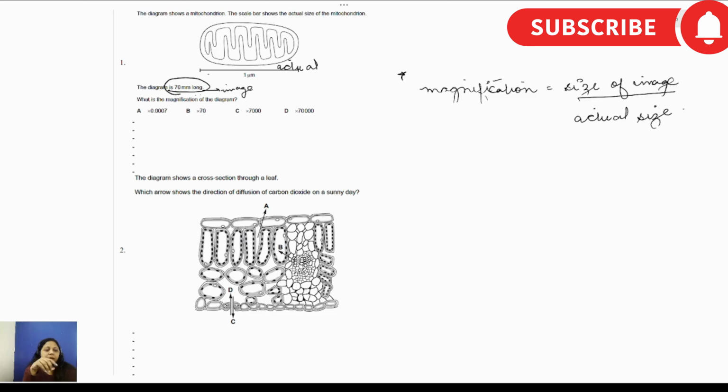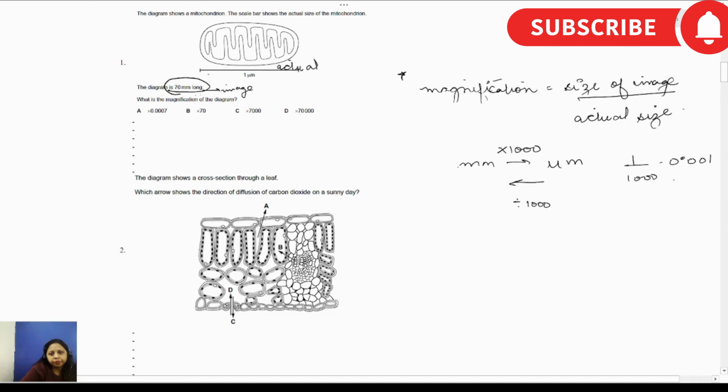Okay, now it's fine. So when we want to convert millimeter into micrometer, we multiply it with 1000. Now if we are moving in the opposite direction, micrometer to millimeter, we divide it with 1000. So let's say actual size is 1 divided by 1000, which is 0.001 millimeter. Now we need to divide both. So magnification is equal to size of image, 70, divided by 0.001. So what would be the answer now? Yes, 70,000. So this would be our magnification.